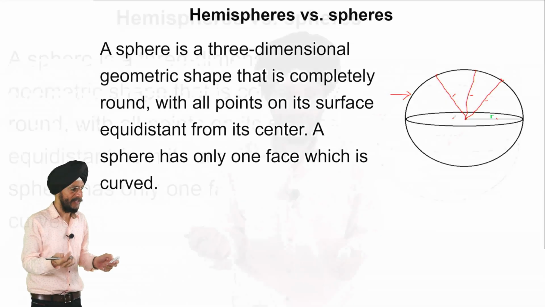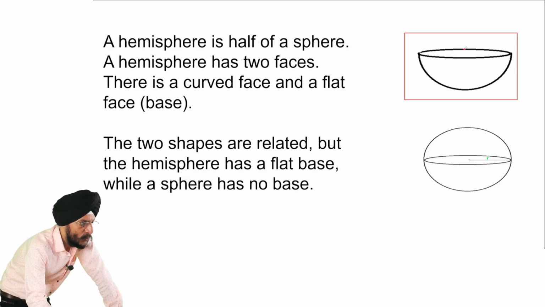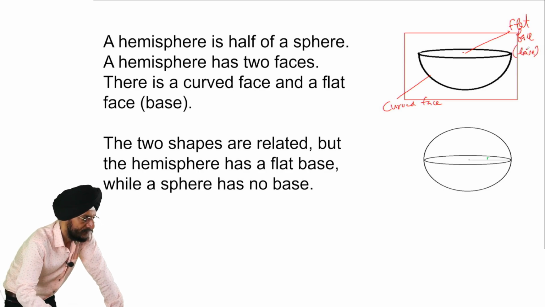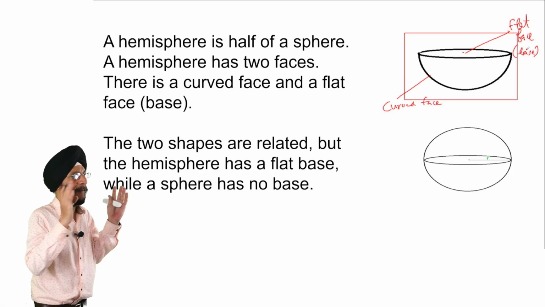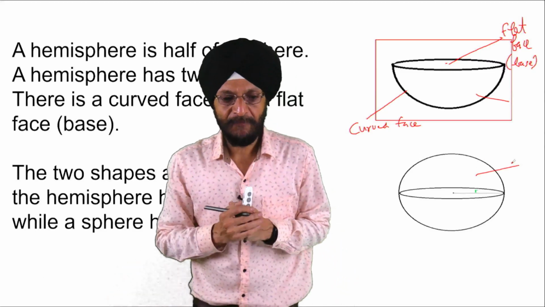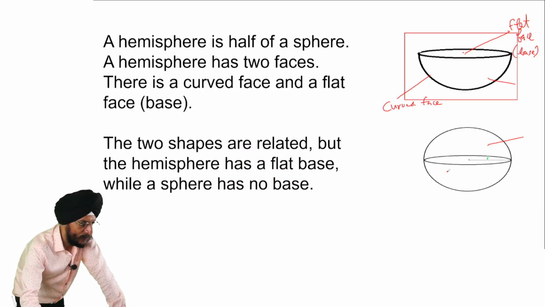Now we talk about what is a hemisphere. A hemisphere is half of a sphere. A hemisphere has two faces. This is the curved face, and this one is the flat face, or we also call it the base. These two shapes, that is hemisphere and sphere, are related, but the hemisphere has a flat base while a sphere does not have a base.